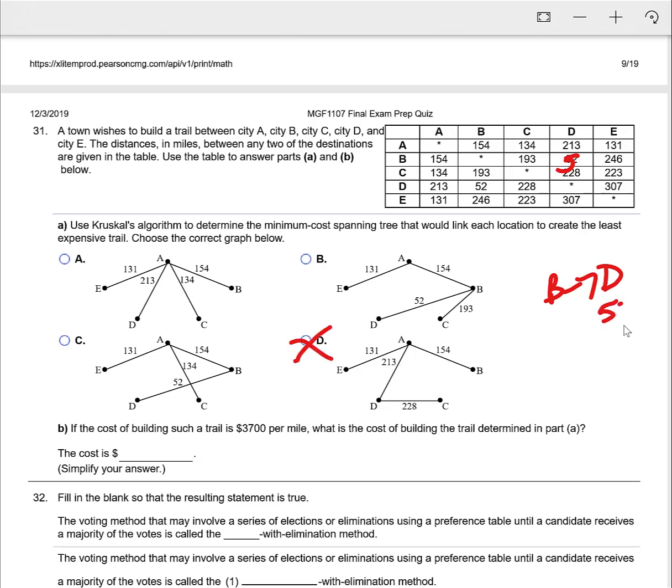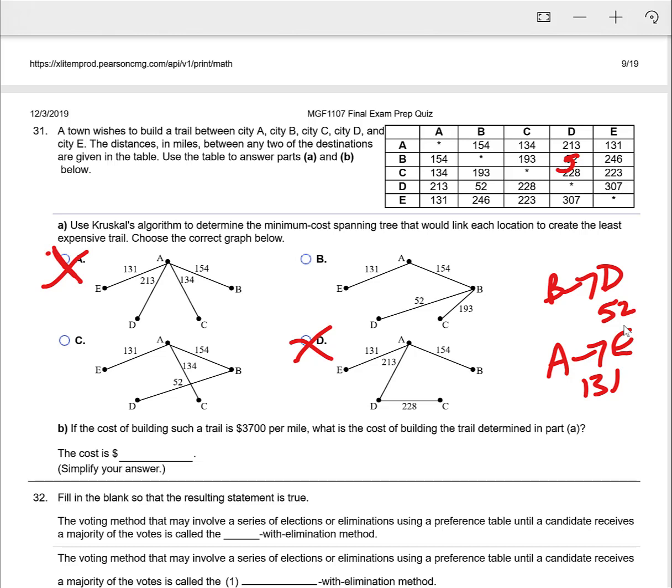And that's the 52. And then the next shortest one is actually the 131, which is A to E. So now I've got a 52 and a 131. Let's take a look at our pictures and see if we can eliminate anything. We don't have it on A. We can eliminate A. So we're basically going between B and C.